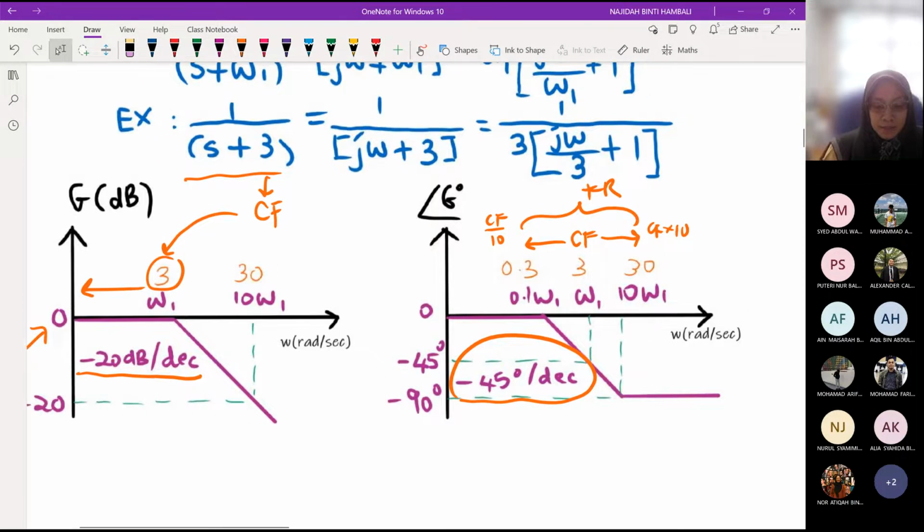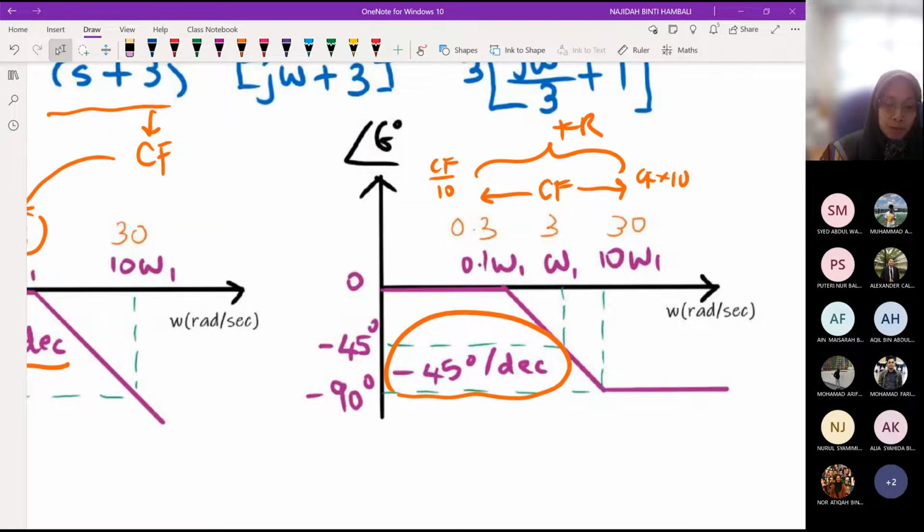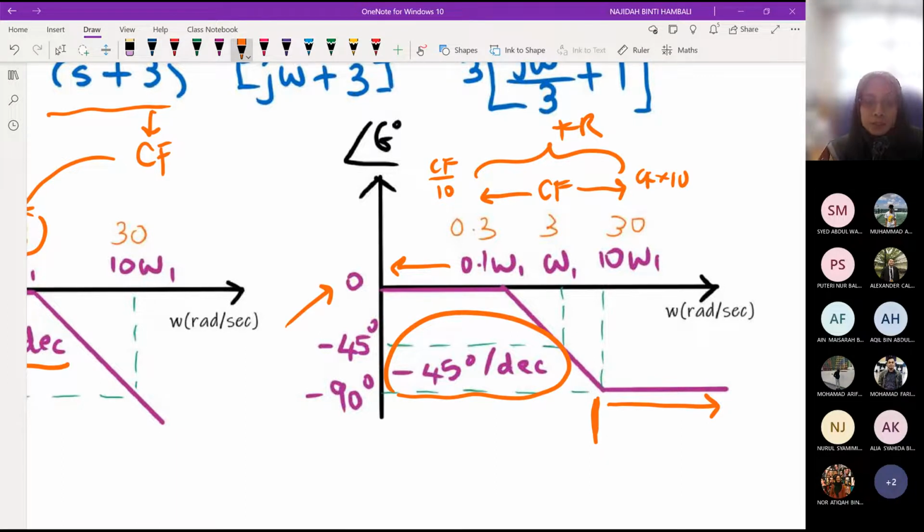Next. Okay. So lower than the minimum frequency range, slope 0 degree per decade. Higher than the maximum frequency range, slope 0 degree per decade. Only between the frequency range 0.3 until 30, slope is negative 45 degree per decade. Larger than 30, the slope will start from 0 degree per decade. Starting point is the same, 0 degree.